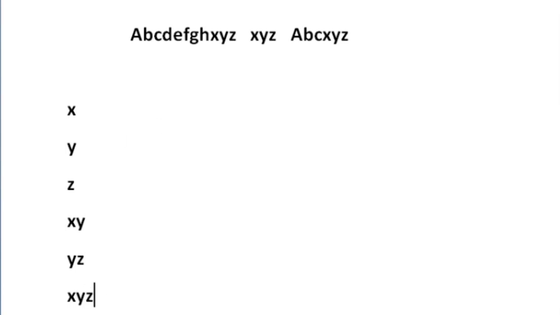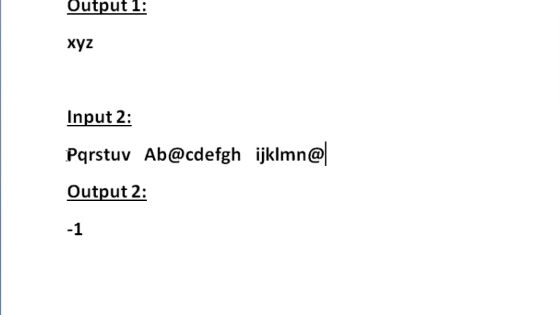So now these are all the common substrings present, and the largest out of these is XYZ. So we are printing XYZ as our output. And here in our sample input 2, there are no common substrings at all. All the characters present in every string are unique. So if there is no common substring found, then in those cases we have to print -1 as our output.